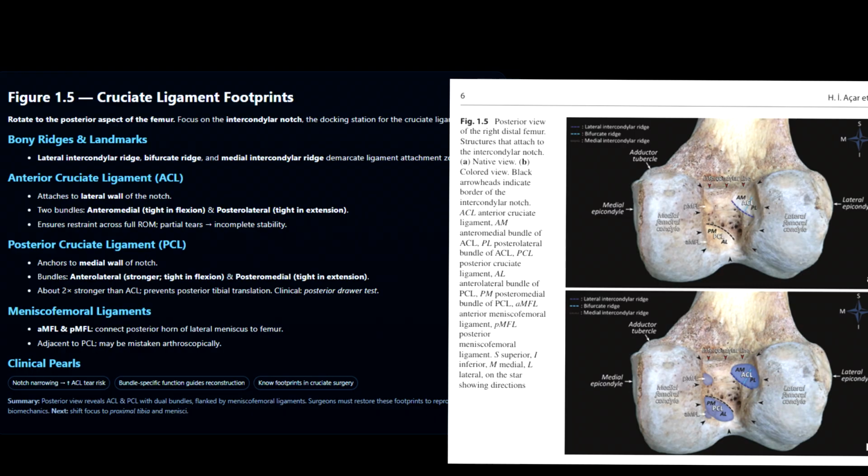To help you visualize, imagine running your finger down the back of your own knee. Deep inside, tucked between the femoral condyles, are these crisscrossing cords that determine whether you can cut, pivot, and sprint without your knee collapsing. With this, we've completed our detailed exploration of the distal femur, the condyles, epicondyles, ligament attachments, and cruciate ligament footprints. Next, we'll shift our attention fully onto the proximal tibia, where the femoral condyles meet their tibial partners, and where the menisci play their crucial role in stabilizing and deepening the joint.